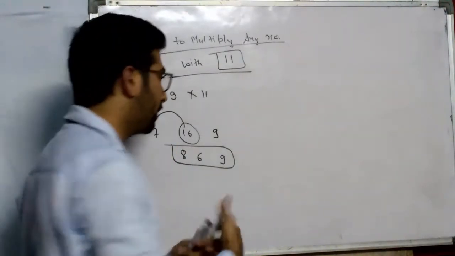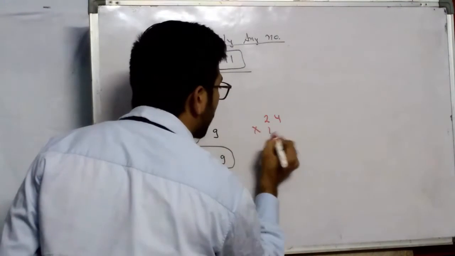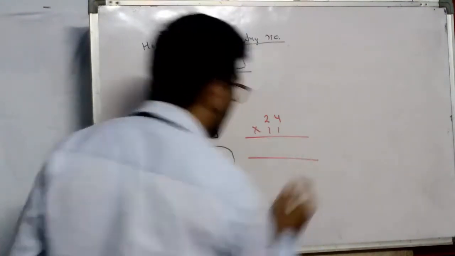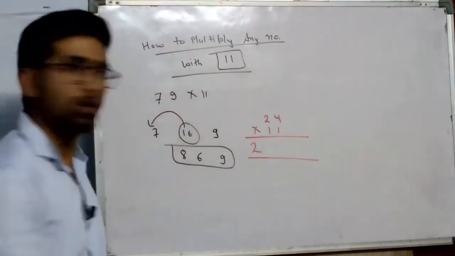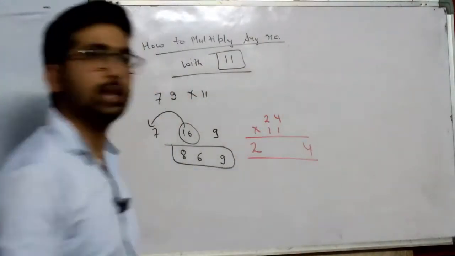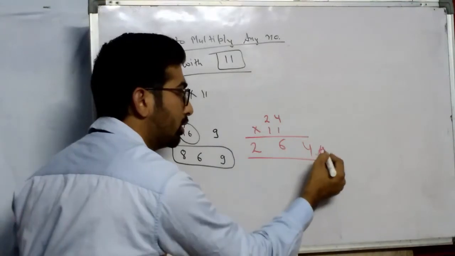Again, one more example on 11, that is 24 into 11. First of all we will write 2 on the left side, 4 on the right side, and then the addition of both: 2 plus 4 is 6, your answer.